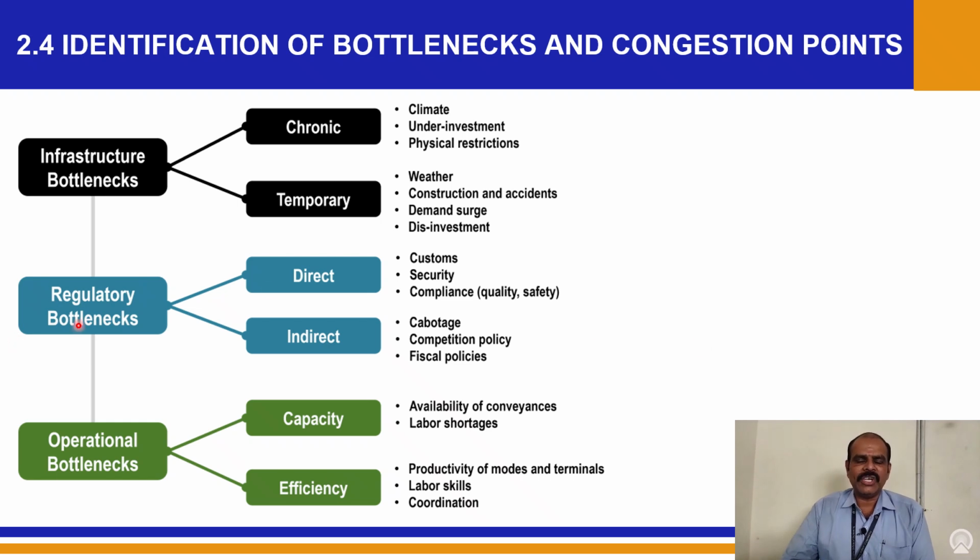Now we shall classify the bottlenecks like this. First bottleneck is infrastructure bottleneck. When you subclassify it, first is chronic and temporary. First we will see the classification, then we will see their application. Then next is regulatory bottlenecks, direct and indirect. Operational bottlenecks, capacity and efficiency. So these all are the three bottleneck types.